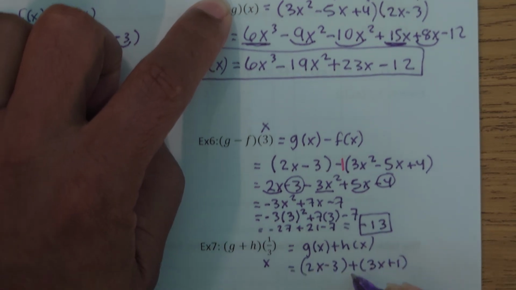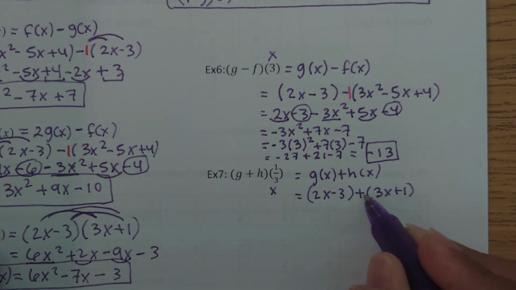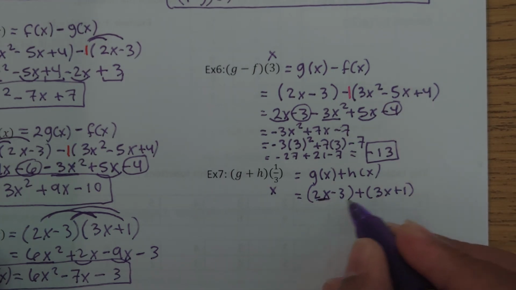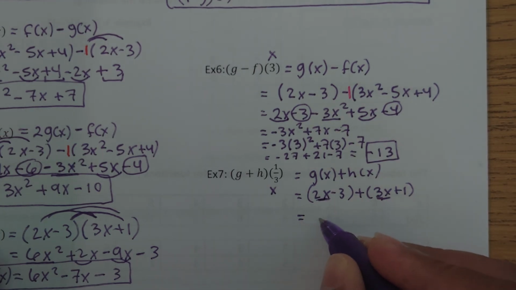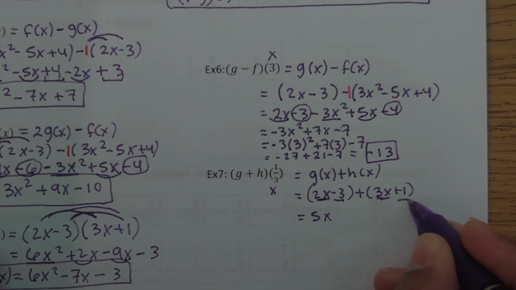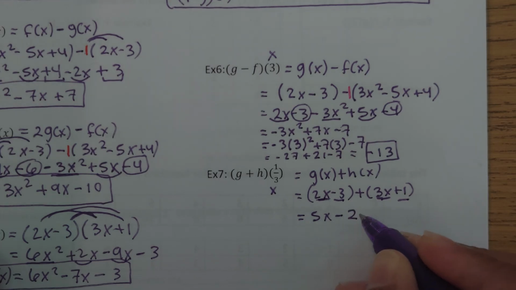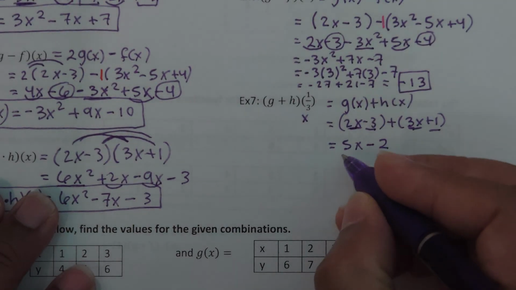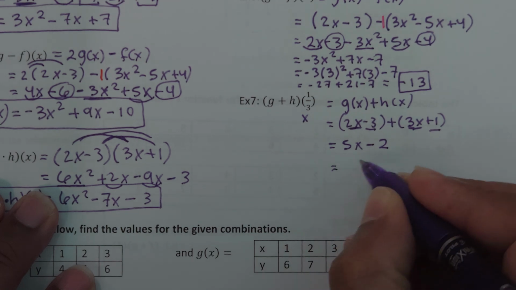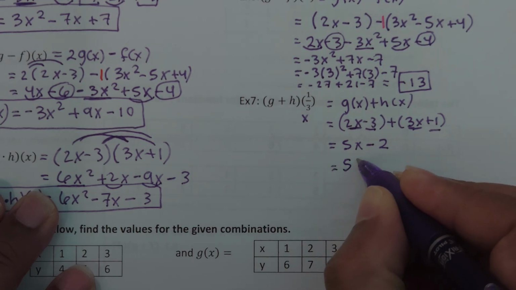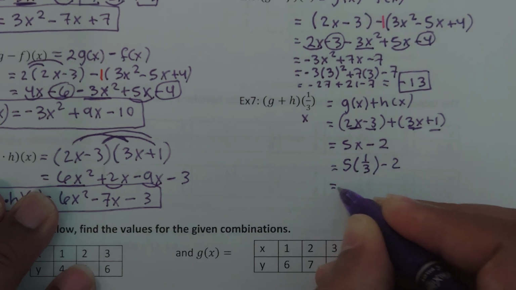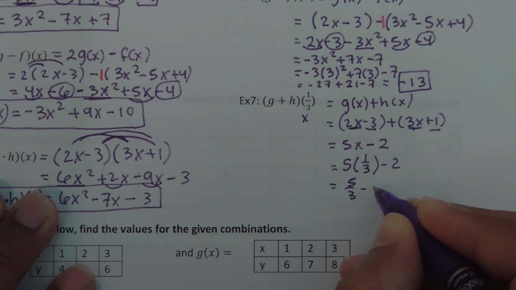But since this is addition, we do not have to worry about these two terms changing sign. So then I'm just going to combine like terms. 2x plus 3x combine to 5x. And then -3 and plus 1, that's a minus 2. So then what I'm going to do next is substitute for x. So this is 5 times 1/3 minus 2. So this is 5/3 minus 2.